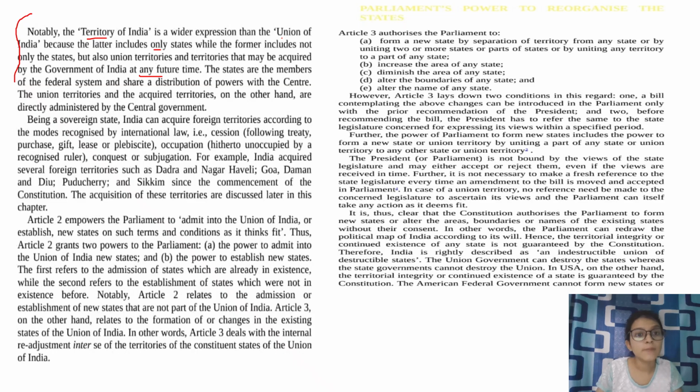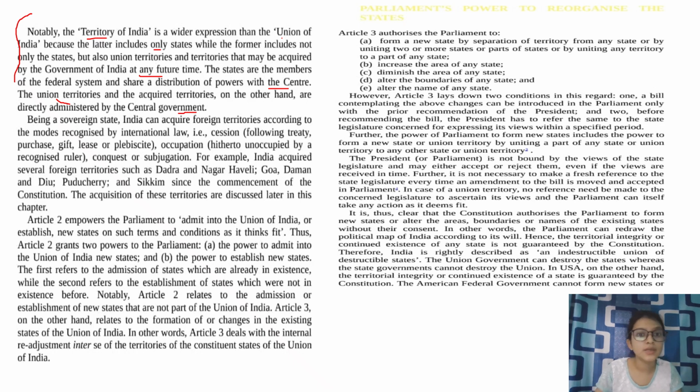The states are the members of the federal system and share a distribution of power with the center. The states share a distribution of power with the center. The Union territories and the acquired territories, on the other hand, are directly administered by the central government. The union territories that we have are directly administered by the union or the central government, whereas the states have some power to rule their state as per their convenience.